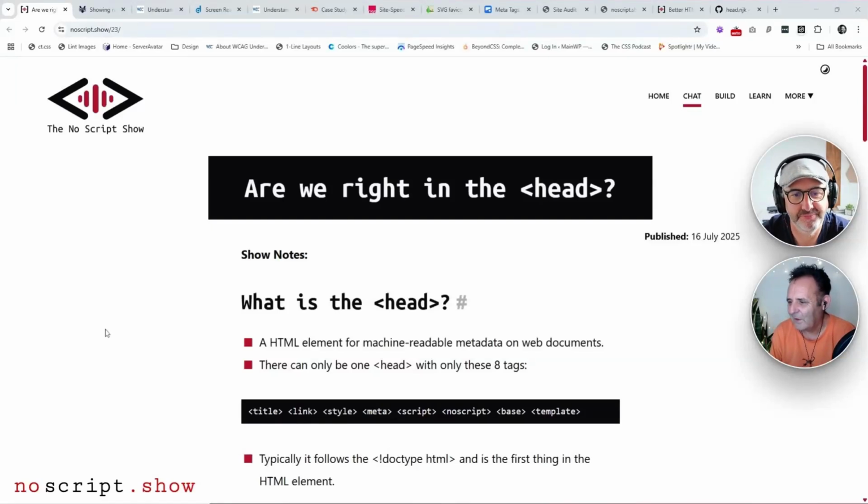Yeah, so what I've got here, well, it's fairly simple. It's an HTML element for machine-readable metadata on web documents. And this is something which I don't think I ever knew as well. I knew that there could only be one head on a page, and I didn't know that there were only 8 tags that are supported. No, me neither. And they are, well, we know these: title, link, style, meta, and script, and noscript. You knew those. Yep. Base and template.